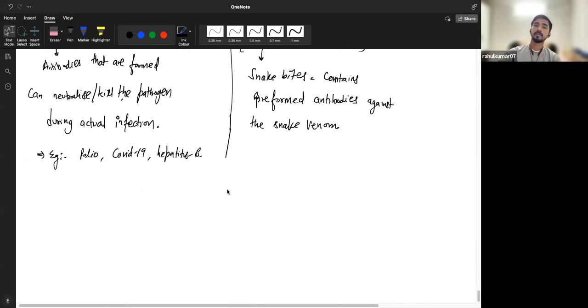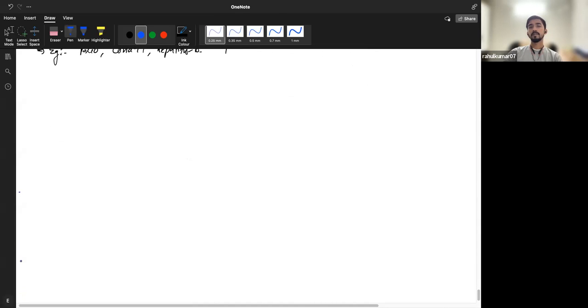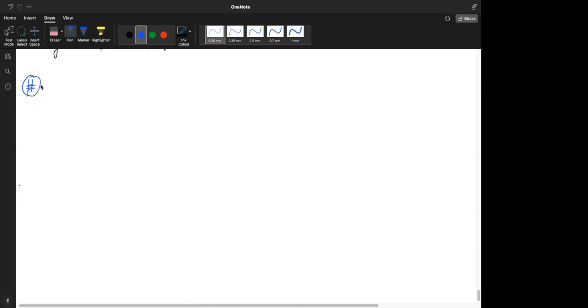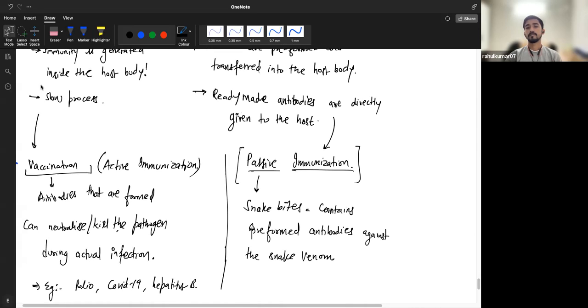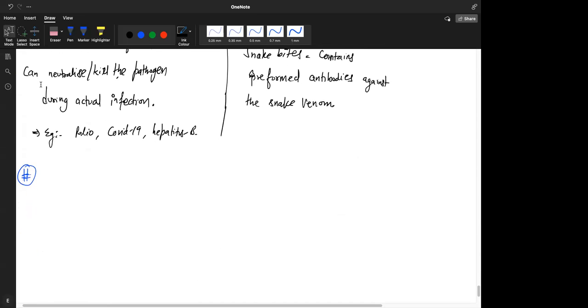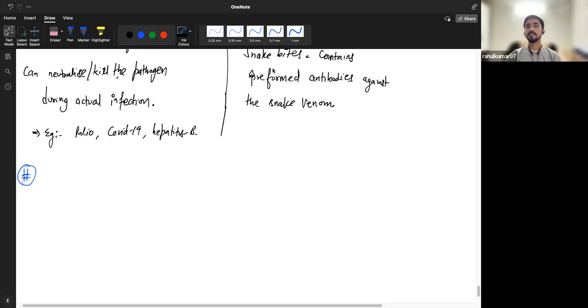Okay, very good. Now, another thing that's associated with our immune system. Sir, could you show the previous slide, sir? The snake bite. Yes. Okay, sir. Done. Done? Yeah, I just took a screenshot. It's fine. Yeah, it just says that it contains preformed antibodies against the snake venom.